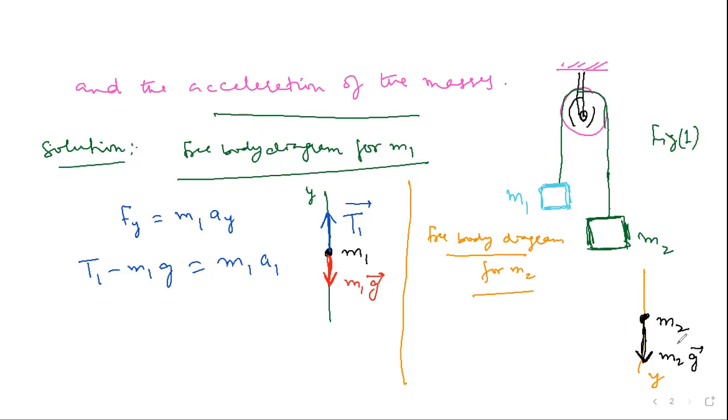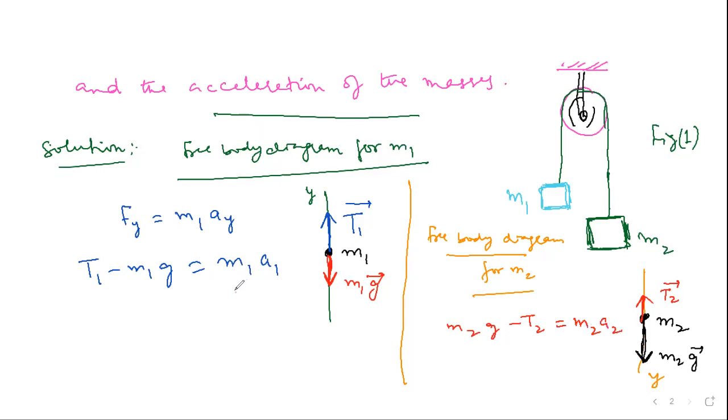M2G, and tension in upward direction, which we call T2. Use another color. Now here tension is smaller, that's why it is moving in downward direction. So it's T2, right? So applying Newton's second law to M2, I write directly what I get. M2G minus T2 is equal to M2 A2.